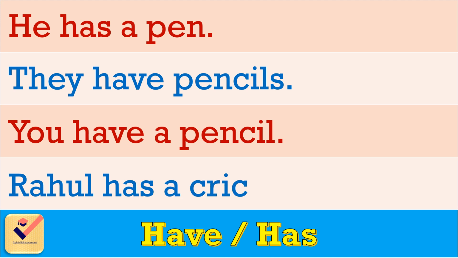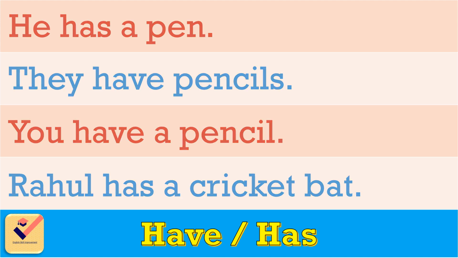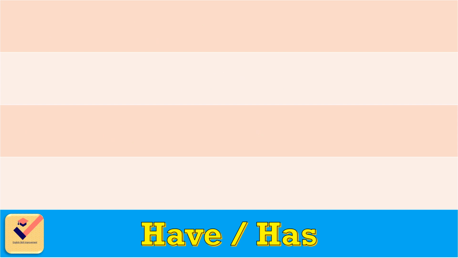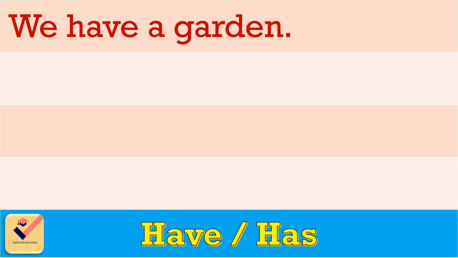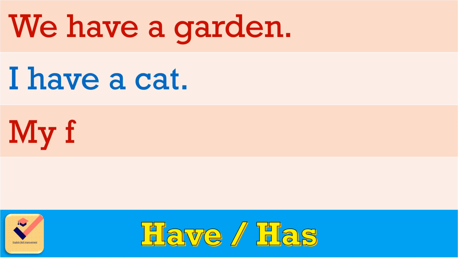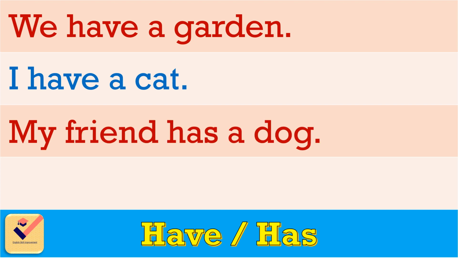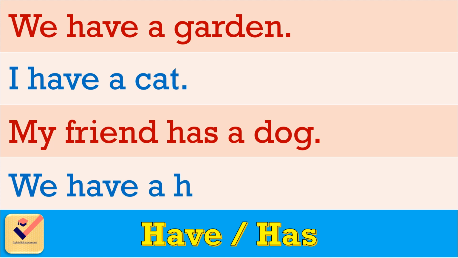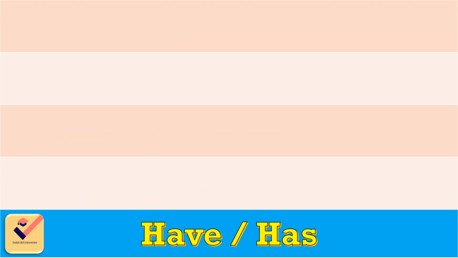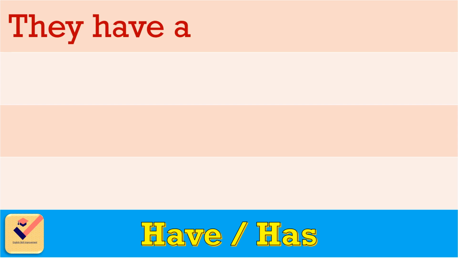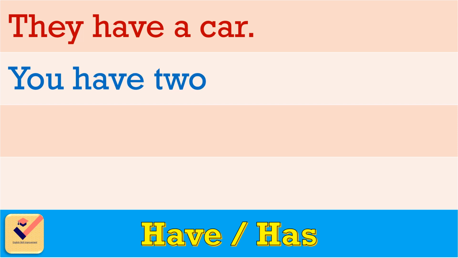Rahul has a cricket bat. We have a garden. I have a cat. My friend has a dog. We have a house. They have a car. You have two pencils.